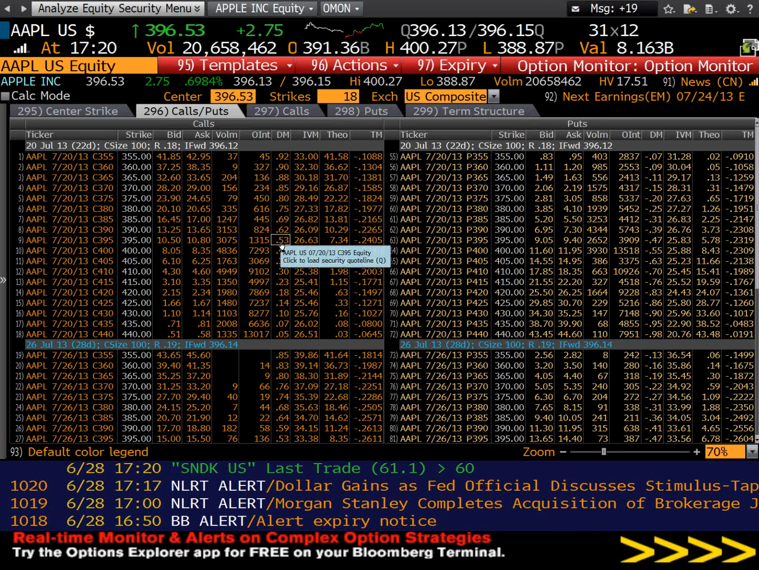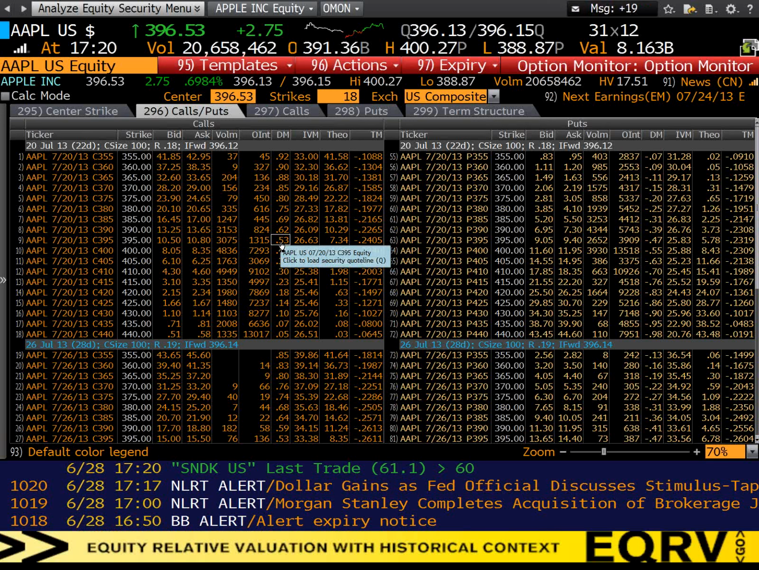Let me go back to what that number also can mean. And this is very much a, I don't want to call it a simpleton way of estimating moves, but it is used fairly commonly by a lot of people. The delta is often considered the probability that at expiration that particular option will be in the money, even if only by 1 penny. Okay?